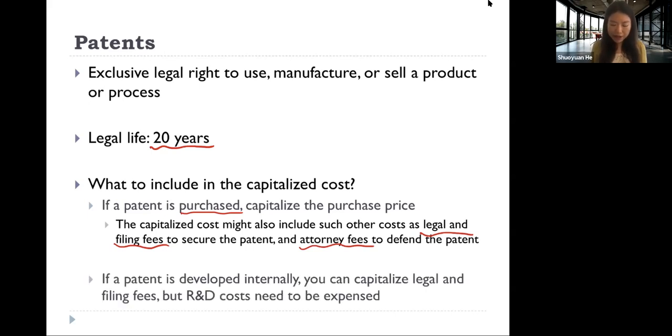However, if a patent is developed internally, we can capitalize the legal and filing fee, but the R&D cost needs to be expensed. So that is about patent.